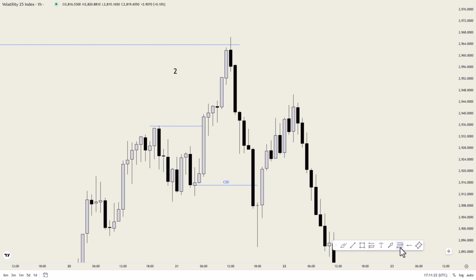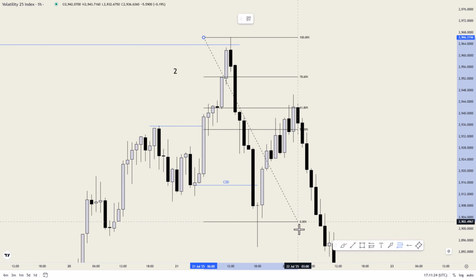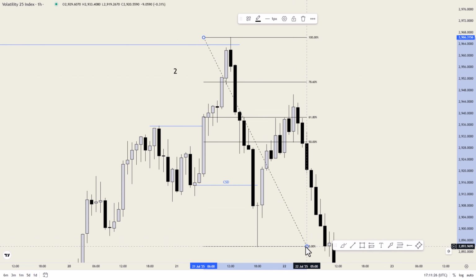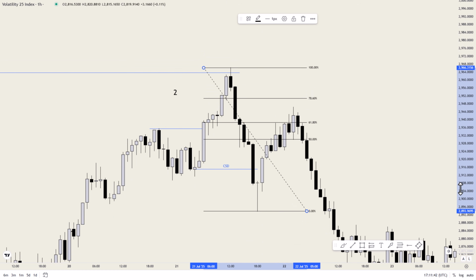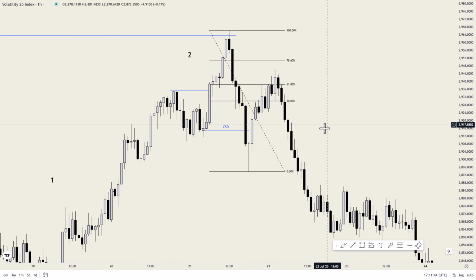Now, if you put your Fibonacci from this high to this low, you'll see that price has come into the discount level of the change in the state of delivery. Most importantly, when you have a large change in the state of delivery, make sure that you take your trade at the premium level if you're going bearish. So here we see price coming into the 60%. That is the optimum trade entry.